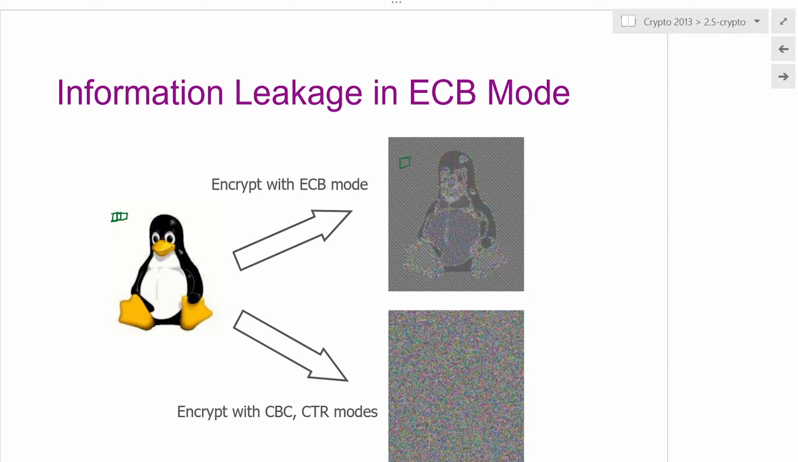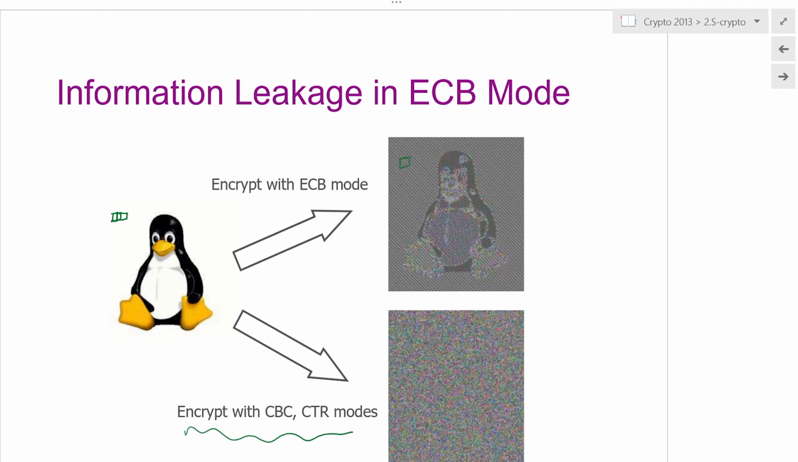I know that this is not quite clear, but it has an overwhelming amount of leakage for the adversary, and the adversary can tell that, okay, this is indeed a picture of some penguin, for example, or some animal. So this is the case that we really want to avoid. Because of this, today we are going to spend some time and talk about some other modes of encryption, so that it does not come with this restriction.